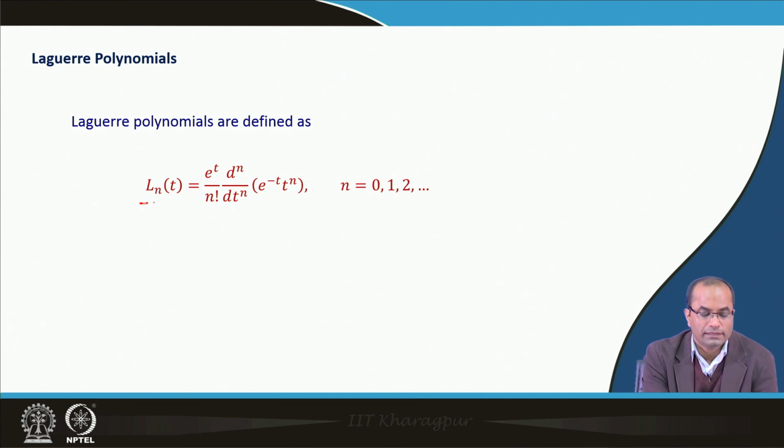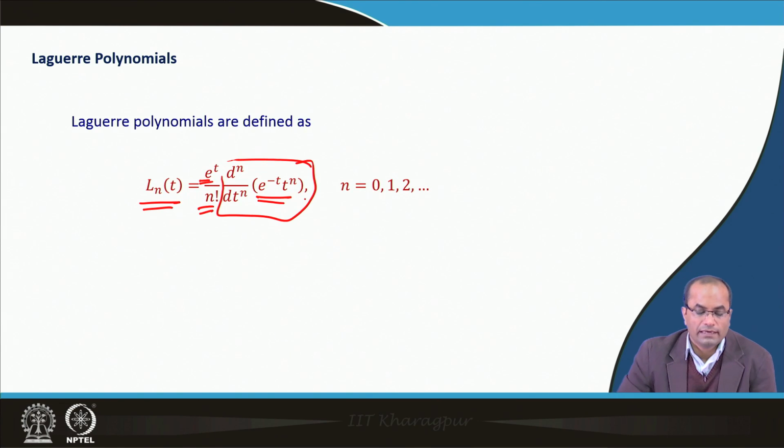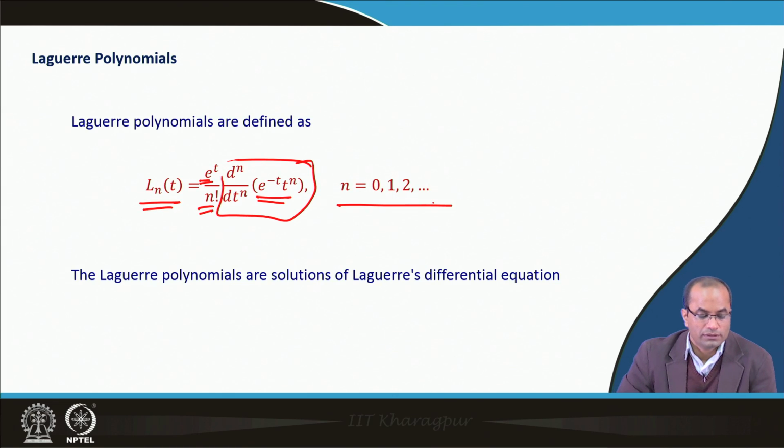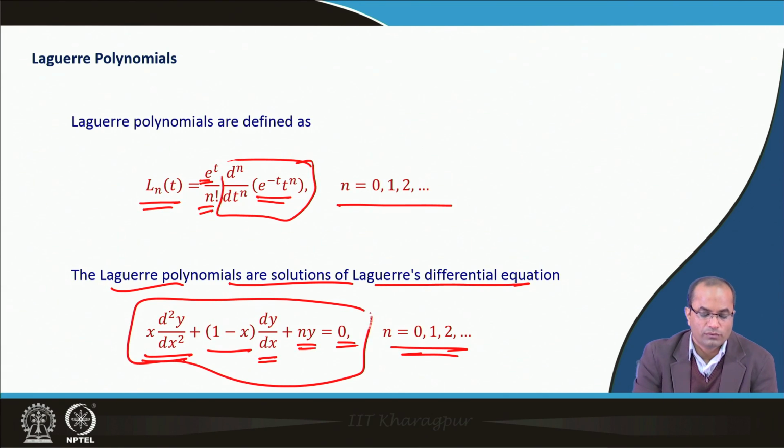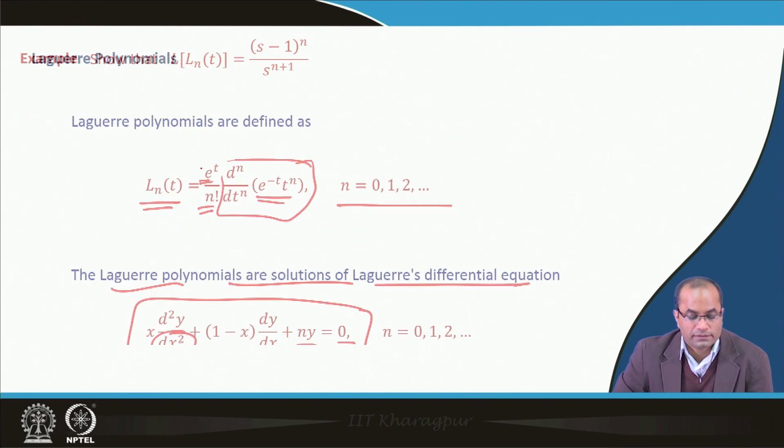The last one, we have the Laguerre polynomials, which are defined as L_n(t) = (e^t / factorial n) times the nth order derivative of (e^(-t) t^n), with n equal to 0, 1, 2 and so on. The Laguerre polynomials are the solutions of the Laguerre differential equation given in this form: x d²y/dx² + (1 - x) dy/dx + n y = 0. So, this is the Laguerre differential equation, and the solution will be given by the Laguerre polynomial. Here it is written in terms of x, so naturally, this L_n can also be written in terms of x.